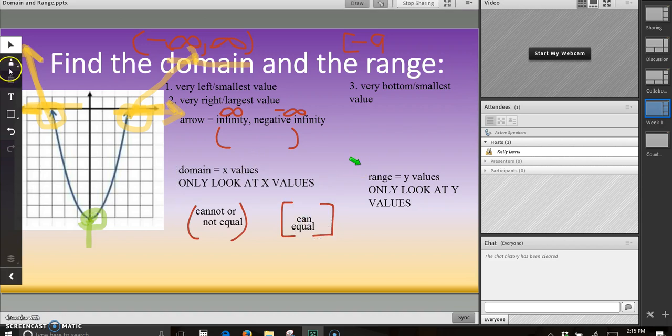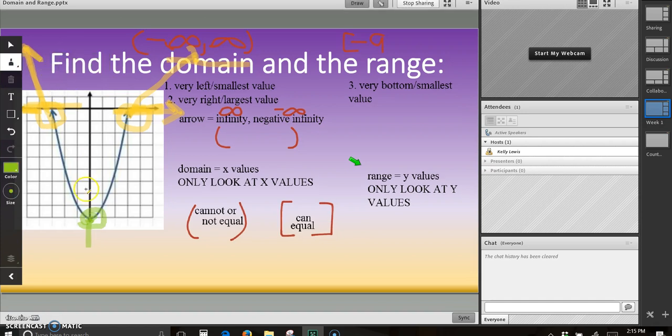All right, so now let's go look. As we go up, we have these two arrows, and these two arrows go forever up. So anytime you have an arrow, it can be infinity or negative infinity. And this time it goes in the positive direction, so it's positive infinity. So our domain is negative infinity to positive infinity. Our range is -9 to infinity. Okay, confusing, I know, but let's do another problem.